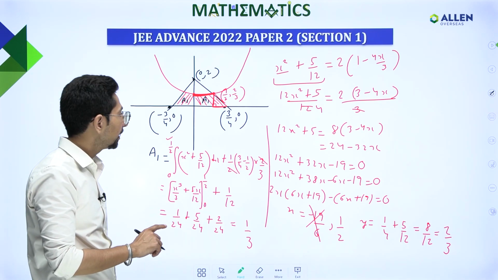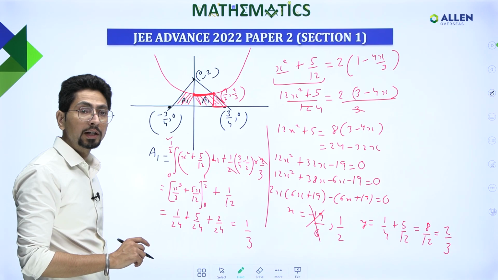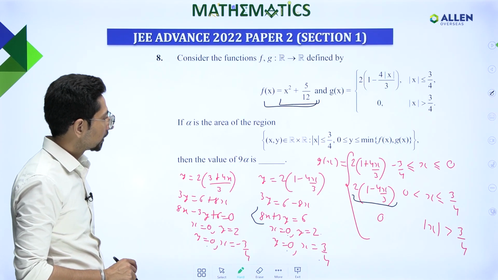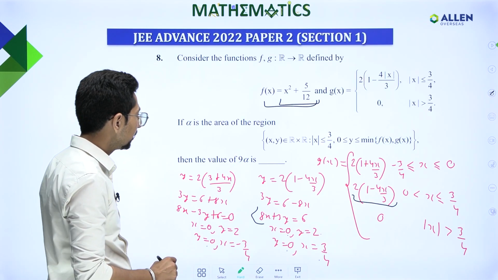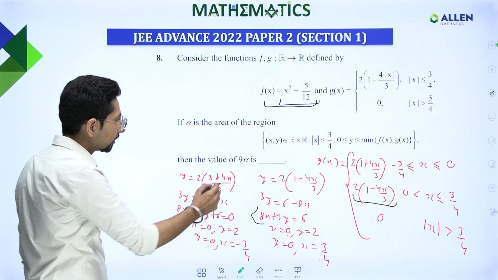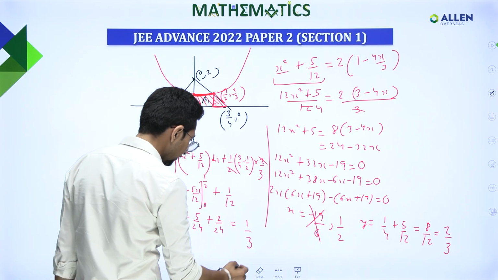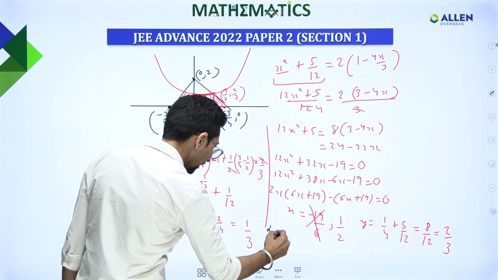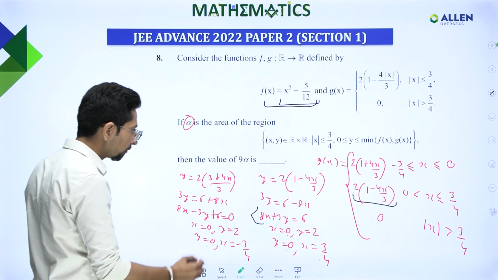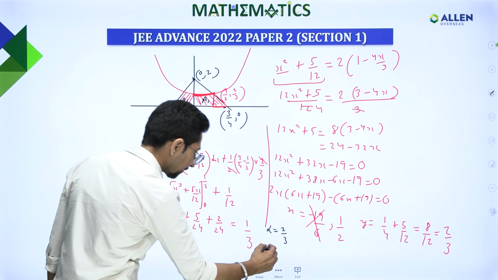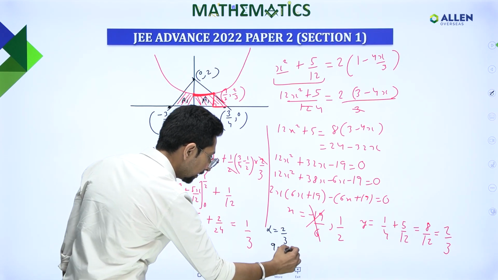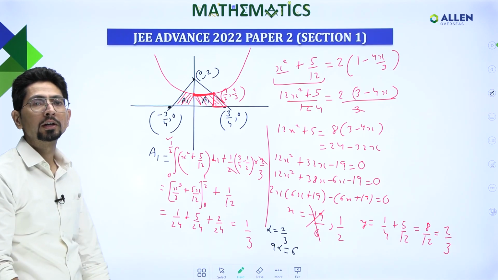So final area will be double of this one. So final area will be 2 by 3. The total area will be 2 by 3, right. If we are considering alpha, so alpha will be double of this, that will be 2 by 3. And what we have to find out, we have to find 9 alpha. 9 alpha will be 9 into 2 by 3, that is 6, right. That is your final answer.